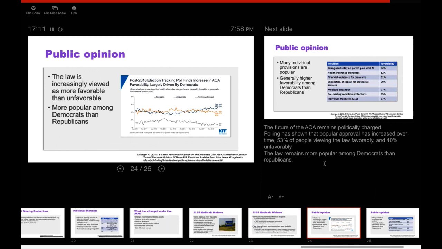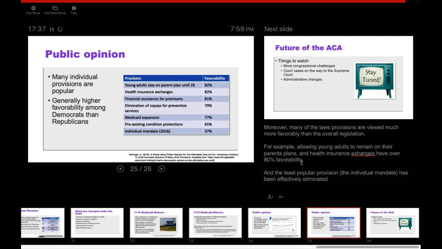The future of the ACA remains politically charged. The polling has shown that popular approval has increased over time. 53% of people now view the law favorably, as opposed to 40% who view it unfavorably, with the difference largely explained by political affiliation. Moreover, many of the law's provisions are viewed much more favorably than the overall legislation. For example, allowing young adults to remain on their parents' plans and health insurance exchanges have over 80% favorability. The least popular provision, the individual mandate, has been effectively eliminated.